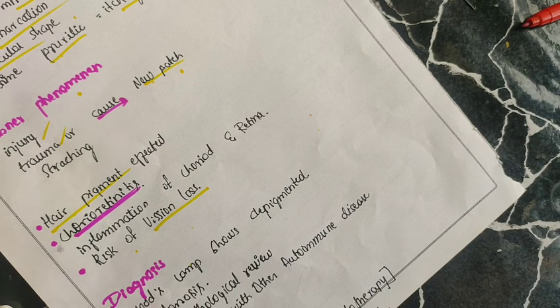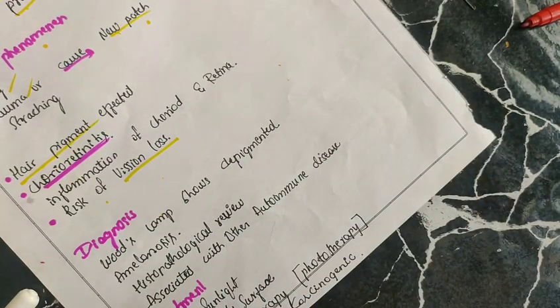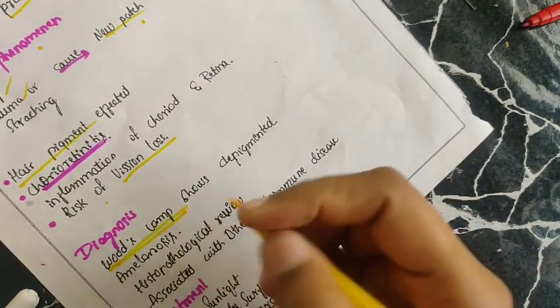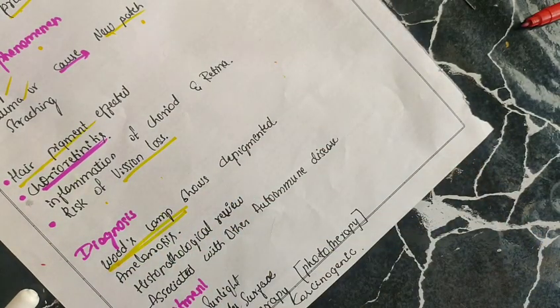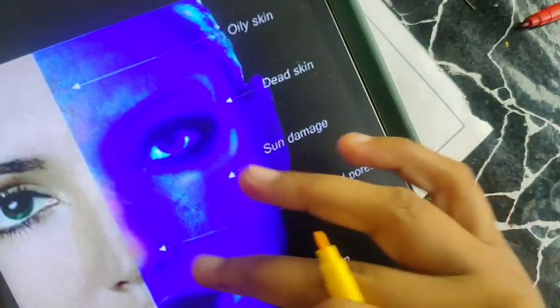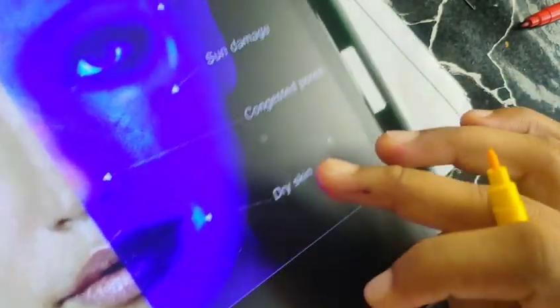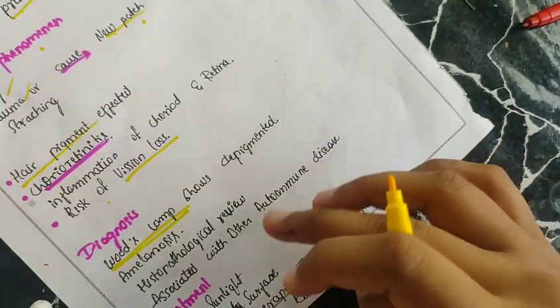So if a patient with these clinical features comes to the hospital, how will the doctor diagnose? We should know the diagnosis also. The diagnosis will be by Wood's lamp examination. Wood's lamp examination shows positive. What is this Wood's lamp examination? I'll show this image. Through this scan, there will be different colors assigned for different damage of the skin. This is a Wood's lamp examination. Through this we will get to know that this is vitiligo.